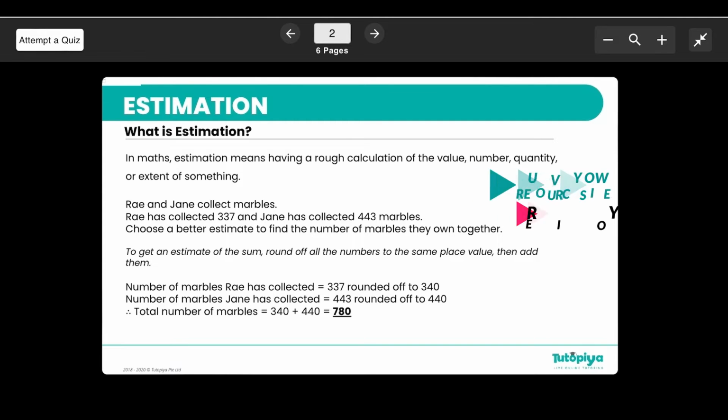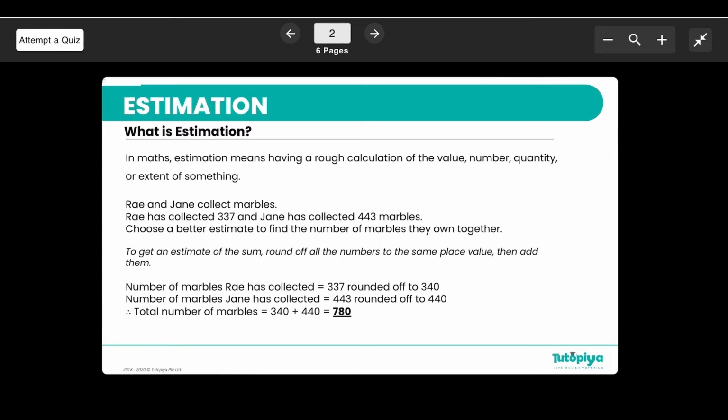So how do you estimate? For example, if you see this, Ray and Jane, they're collecting marbles, and we know that Ray has 337, Jane has 443, and we want to estimate how many marbles they own together. Yes, this one's easy enough. We can just add the numbers.